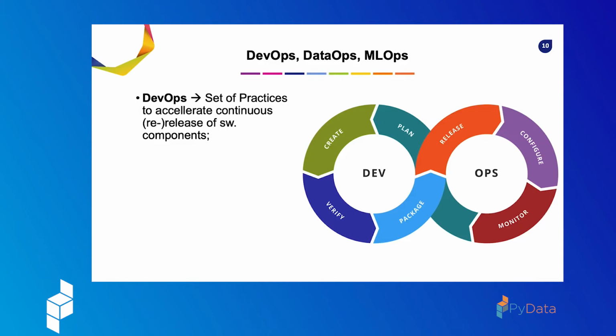But recently a trend has been emerging in which a series of practices have been trying to combine these two silos, not only from an organizational perspective. For example, it is very common nowadays to find what are known as DevOps teams, but also from a technical perspective, with a series of practices to accelerate the creation, the verification, the packaging, the releasing, but also the configuration, the integration, and the deployment of whatever software components you might think of.